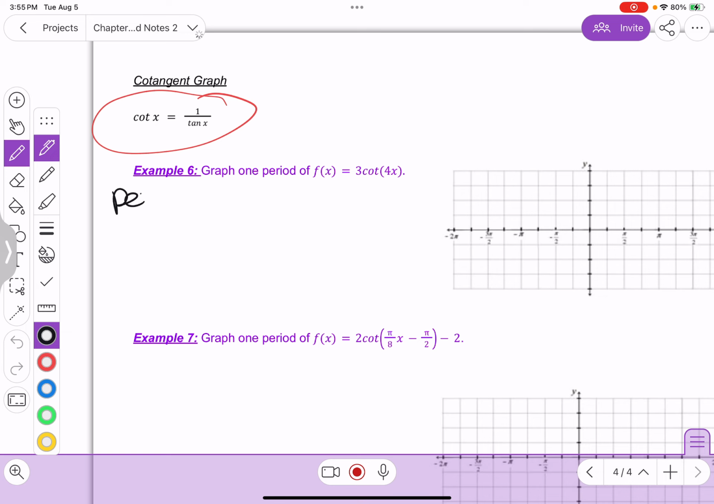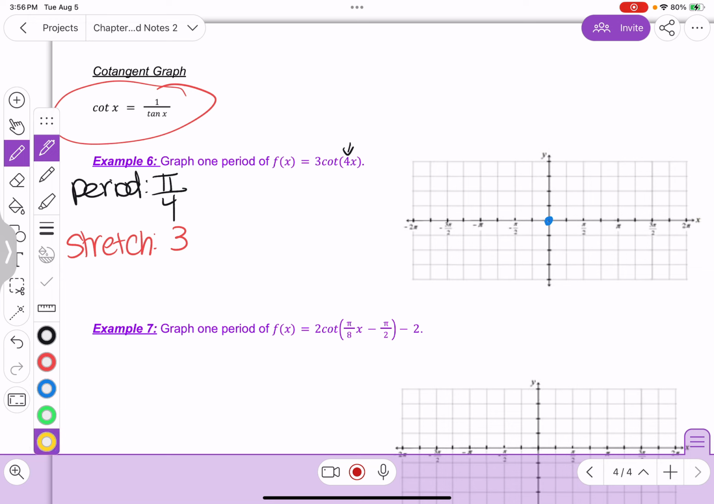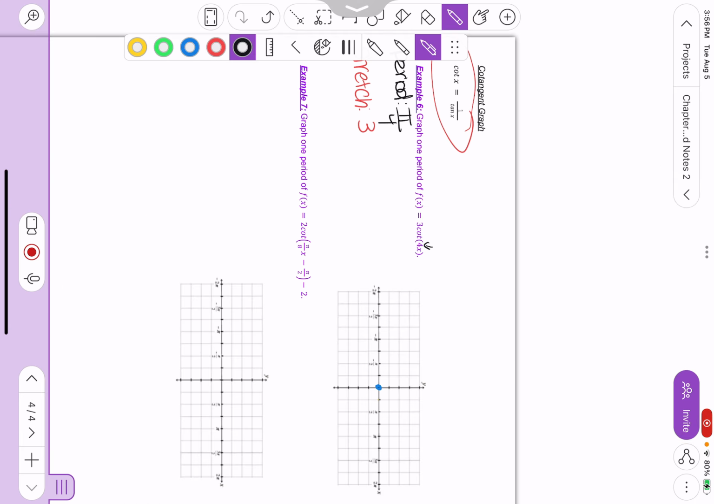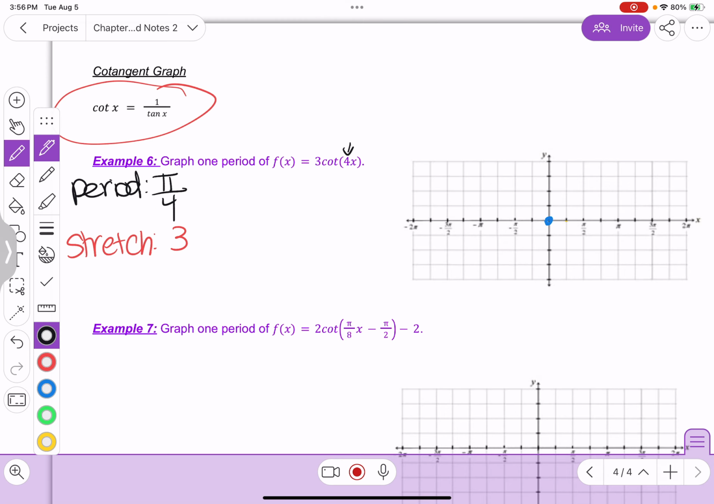So period would be pi over 4. Stretch factor would be 3. So if I were drawing this one, I'd start here. If my period is pi over 4, I would go, geez, this one's going to be really small. Stretch factor is 3.